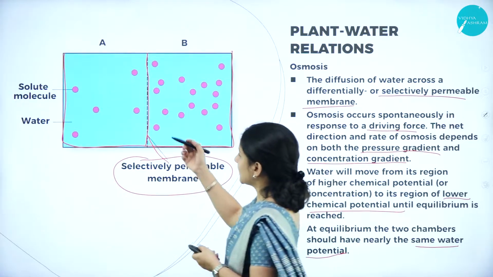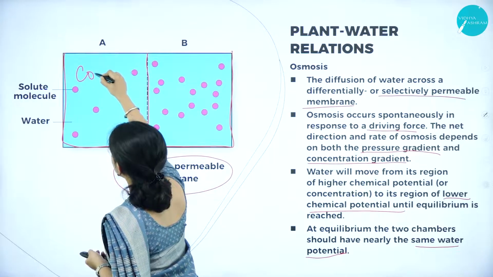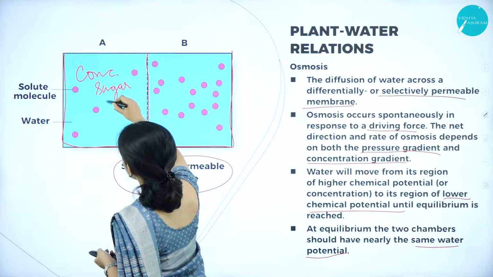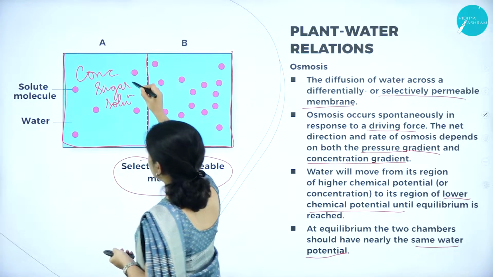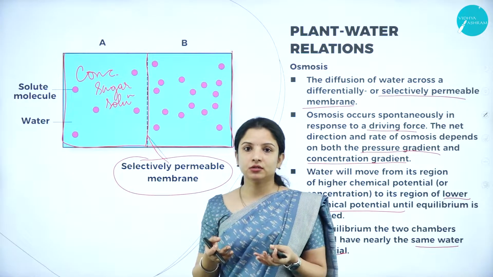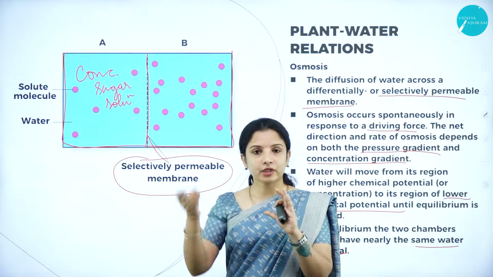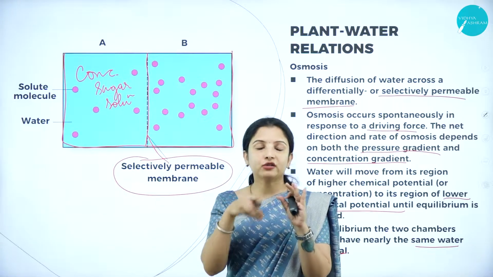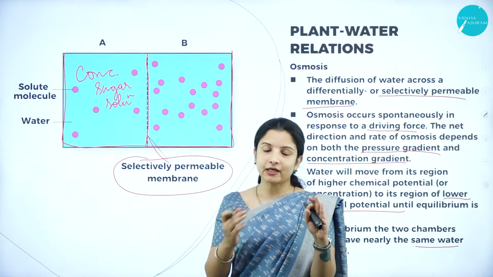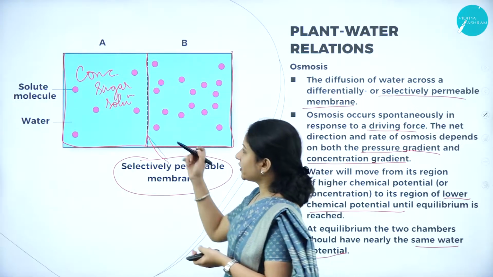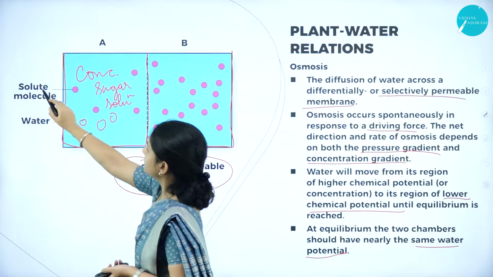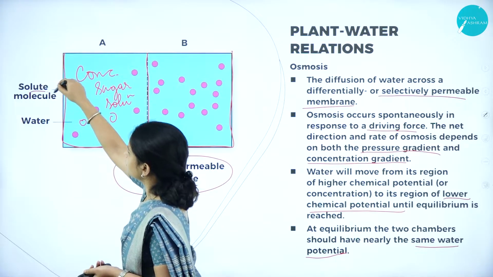So here, say in A, there is a concentrated sugar solution. When I say sugar solution, what does it mean? How do you make a sugar solution? There is water. To that water you add sugar and dissolve it. Now you have a sugar solution, right? So water is there, and sugar is also there. Therefore, water molecules are there as well as sugar, the solute molecule. What is the solute molecule here?